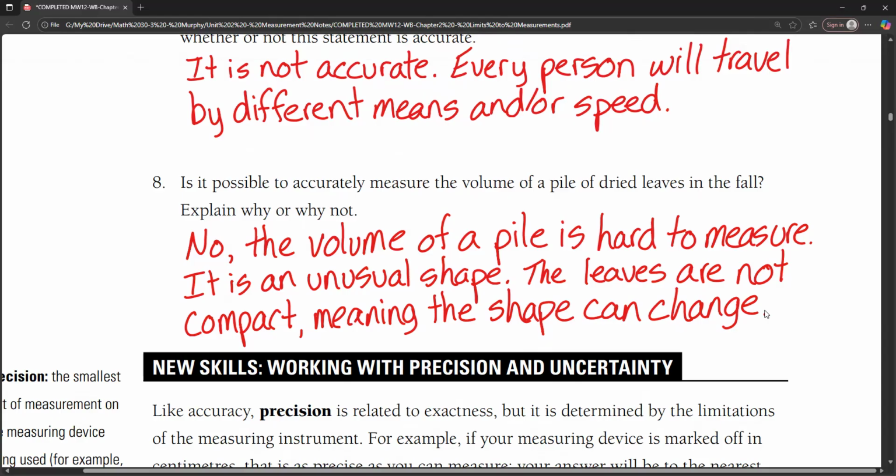Okay, that is the end of measurement, lesson 3, part 2.